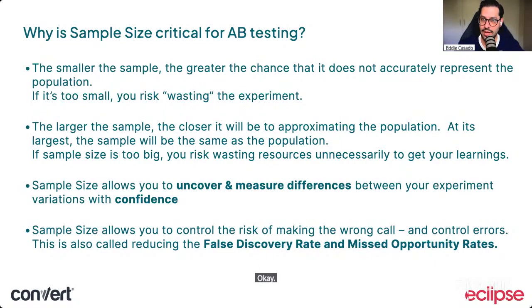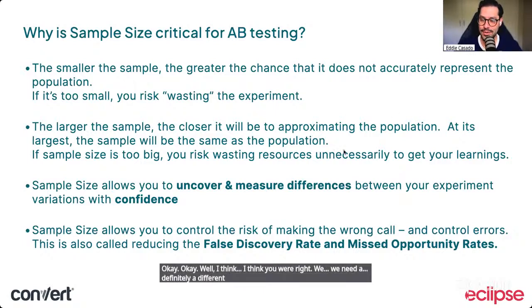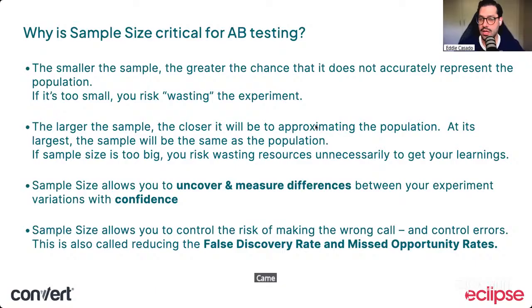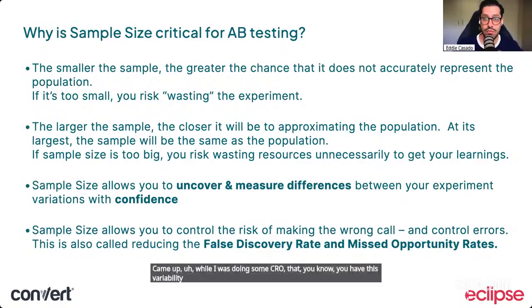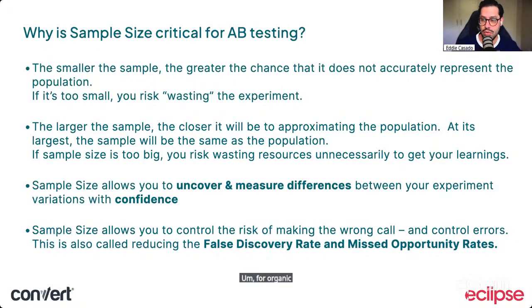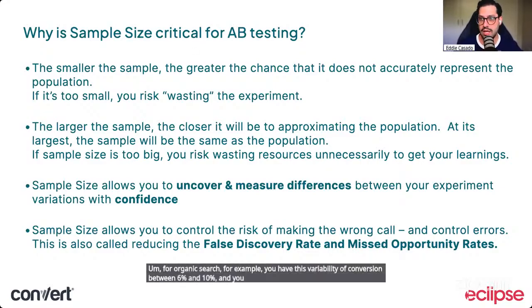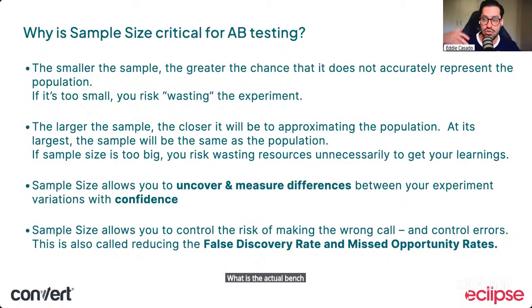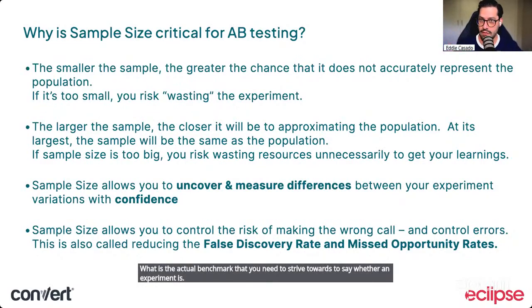Okay, so that's one way to think around it. I think you were right, we definitely need a different session to go into all these things. But I did want to ask you that question because it's something that came up while I was doing some CRO, that you have this variability on conversion rates. Let's say for one channel, for organic search, for example, you have this variability of conversion between 6 and 10%, and you have to calculate what is the actual benchmark that you need to strive towards to say whether an experiment is valid or not. But we can save that for another session.